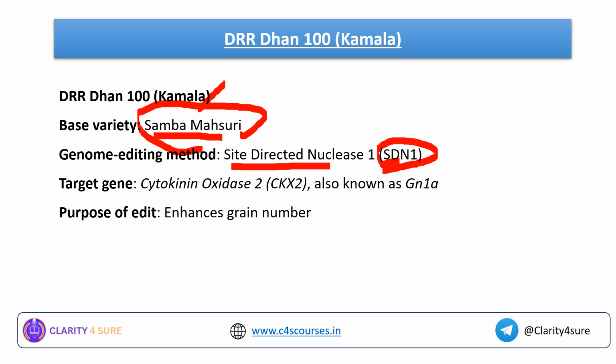Okay, the gene that has been targeted in this particular DRR Dhan 100 is cytokinin oxidase, also known as GN1A. This is very important. The target gene is cytokinin oxidase, which is also known as GN1A. Okay, and what is the purpose of this particular genome editing? This genome editing has been focused on enhancing the grain number, that means enhancing the paddy output. Okay, this is related to DRR Dhan 100, that is your Kamala.